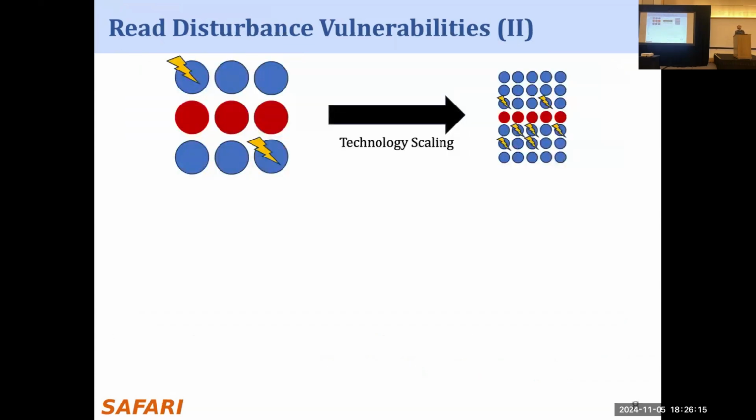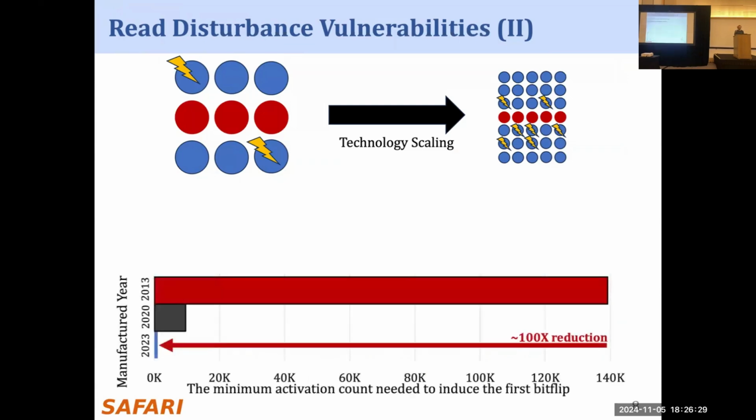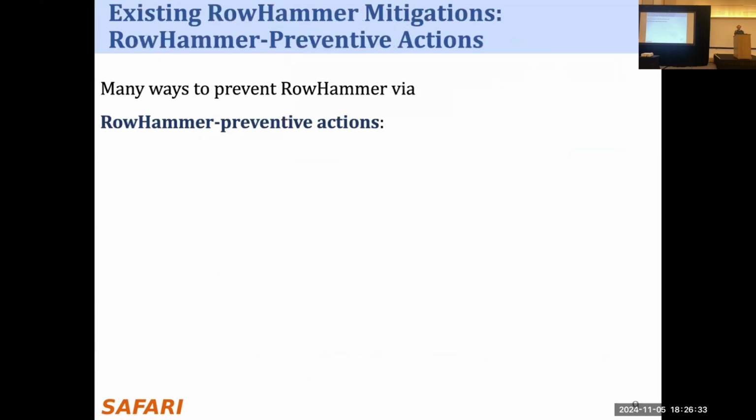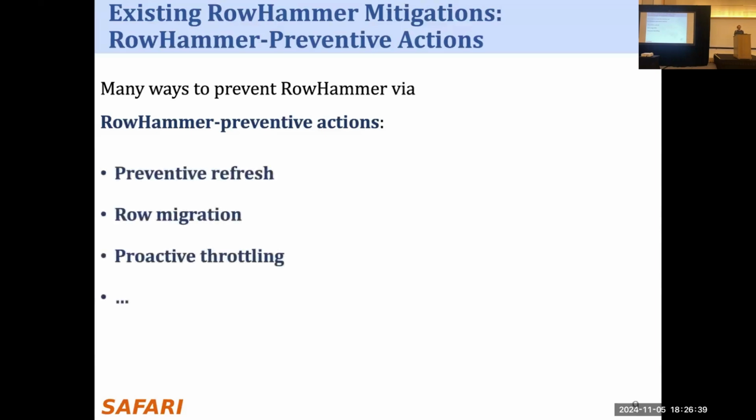DRAM modules are continuously becoming more vulnerable to read disturbance over generations. Over the last decade, we have seen more than 2 orders of magnitude decrease in the necessary activations to induce the first bit flip. Therefore, it is critical to effectively prevent these bit flips. There are many ways proposed in prior work to prevent RowHammer with what we call RowHammer preventive actions. Here I show a non-exhaustive list of actions one can perform to mitigate RowHammer bit flips.